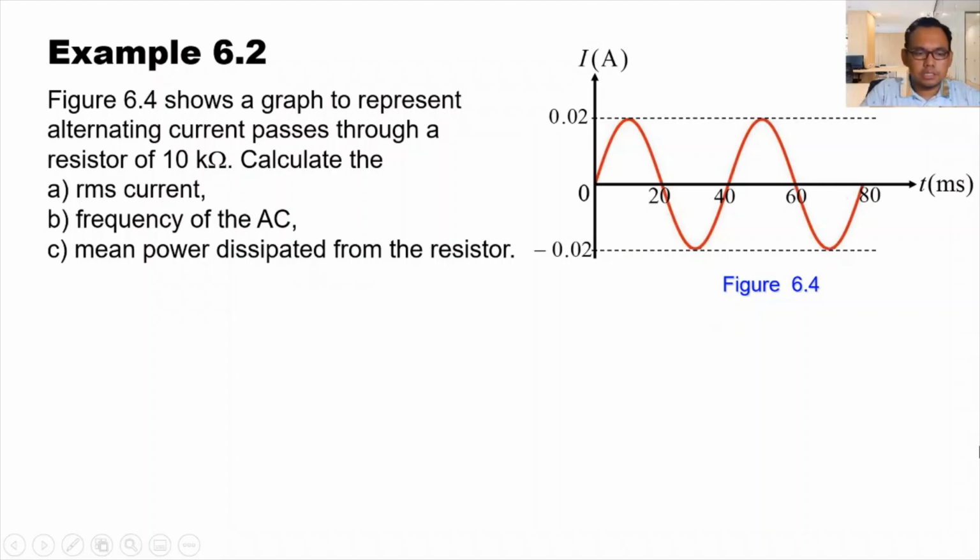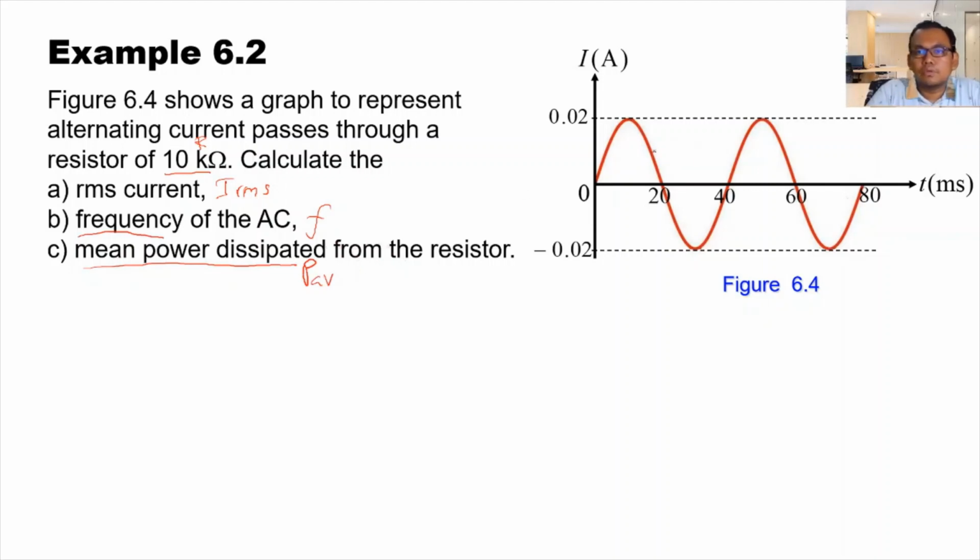Example 6.2. Figure 6.4 shows a graph to represent alternating current passing through a resistor of 10 kilo ohm. So this is the resistance. Calculate the RMS current, so this is I RMS. Frequency of the AC, so this is F. And mean power dissipated, and this is P average.